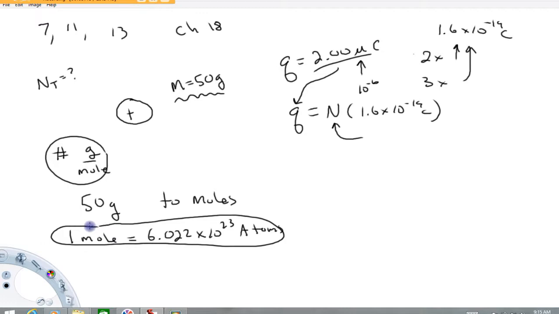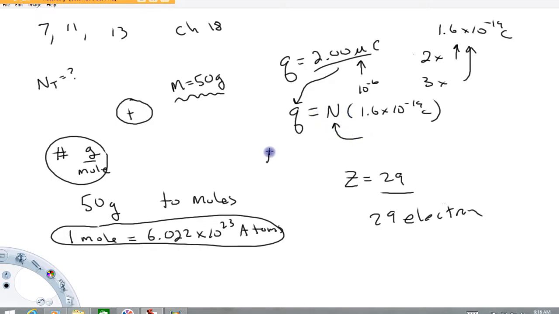And then in the problem, it says each copper atom has 29 protons. That's called the atomic number, usually written with the letter Z. And a stereotypical atom has the same number of protons as it does electrons. So because it has 29 protons, we can assume it starts with 29 electrons. So once you have the total number of atoms, times 29 will give you the total number of electrons, and then you can compare that to this value.